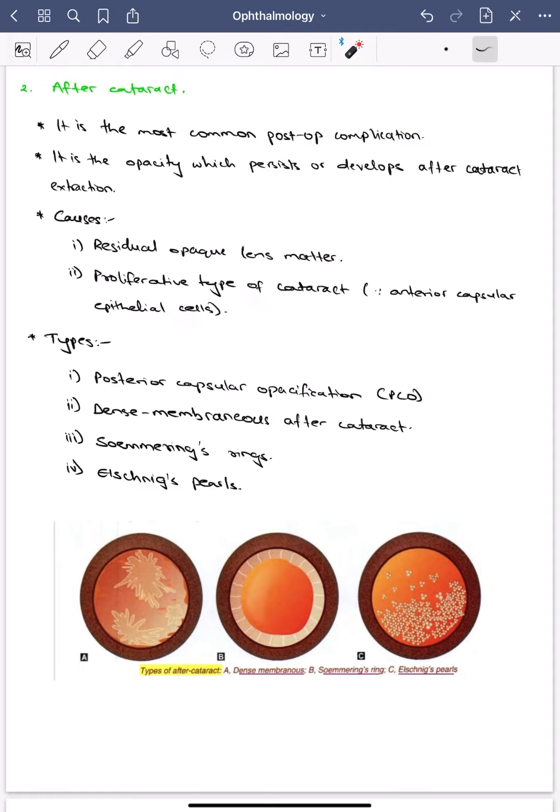The first is posterior capsular opacification. Now remember, the posterior capsule is the thinnest portion of the lens, and hence it is more prone to develop opacity. So the first type is posterior capsular opacification. The second is dense membranous after cataract. The third is Saumering's rings, and the fourth is Elschnig's pearls.